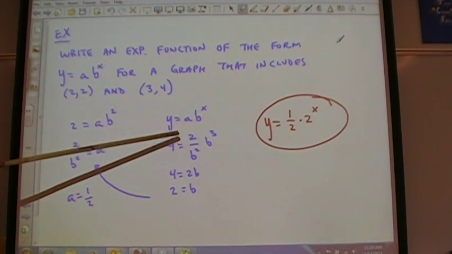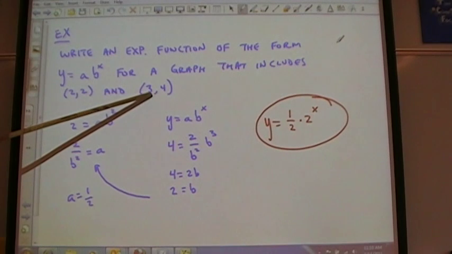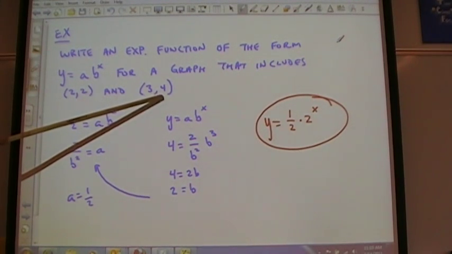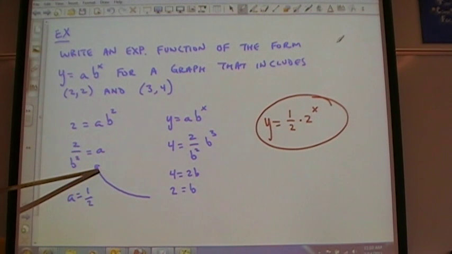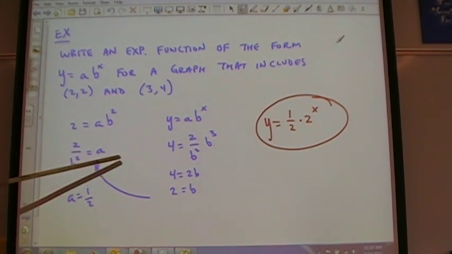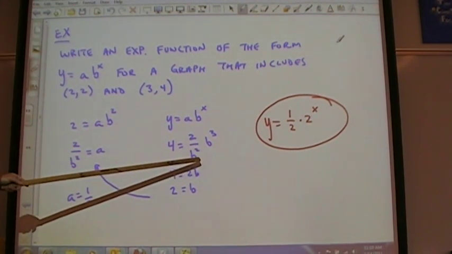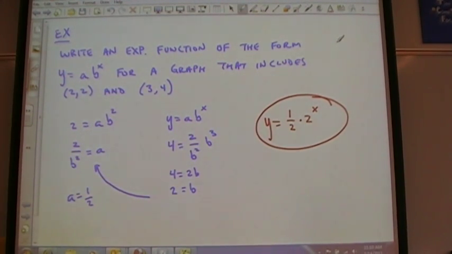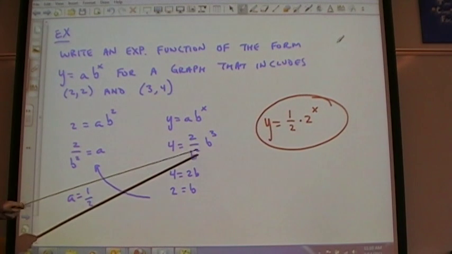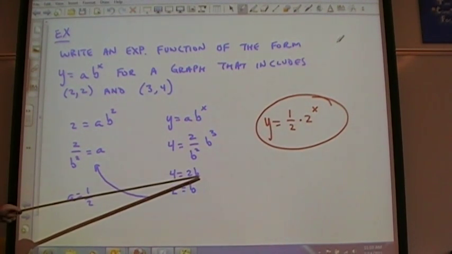Then you do it again. Standard form, y equals a times b to the x. Take the second point, plug 4 in for y, 3 in for x, but now use the value that we got for a over here and plug it in for a. So 4 equals 2 over b squared times b cubed. And when you divide b cubed by b squared, what are you left with?